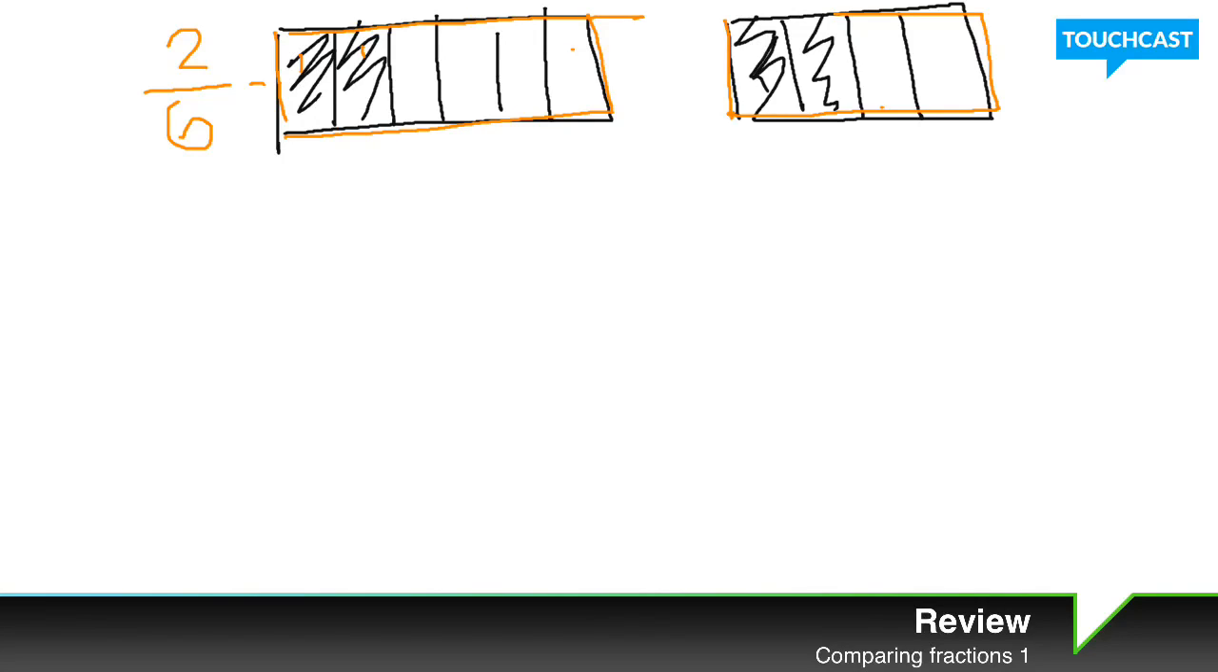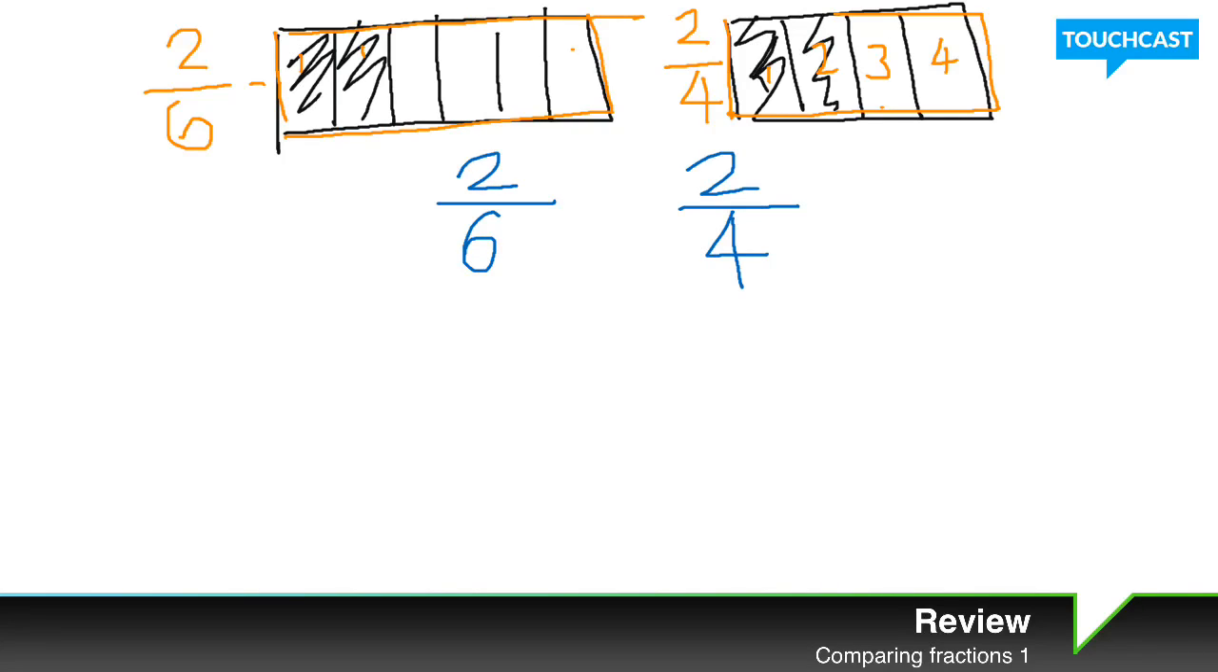Let's take a look at this one. I have 1, 2, 3, 4 total parts, so our denominator is 4, and 2 pieces are shaded. So this fraction is 2 over 4. So the two fractions we are now comparing, I'm going to do this in a different color, is 2 sixths compared to 2 fourths. And we're thinking which one is bigger.